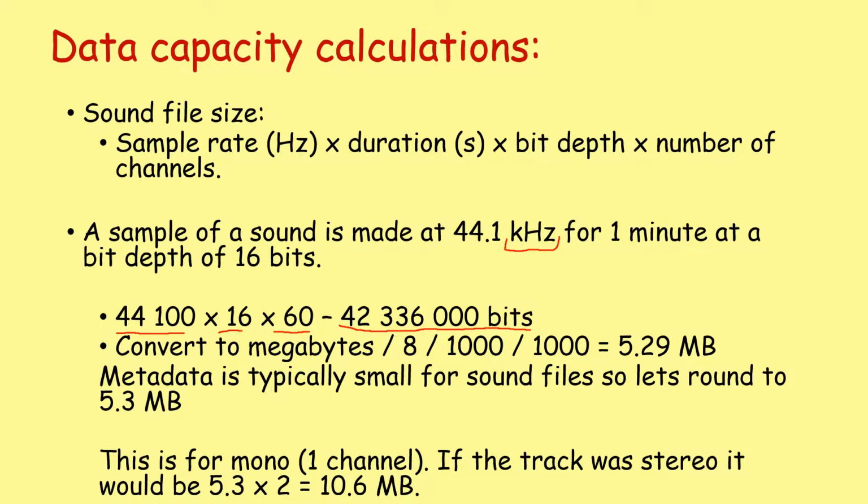42,336,000 bits. Again, I'm going to convert that to megabytes. Divide by 8, divide by a million, and we get 5.29 megabytes. Metadata is typically small for sound files. I'm just going to round that and say that's going to come to 5.3 megabytes. Again, that's mono, one channel. If the track were stereo, then I would multiply that by 2 for the 2 channels, and that would get me a total of approximately 10.6 megabytes. And that's how we would calculate for sound files. So it is a little bit of math there, just read the question carefully.